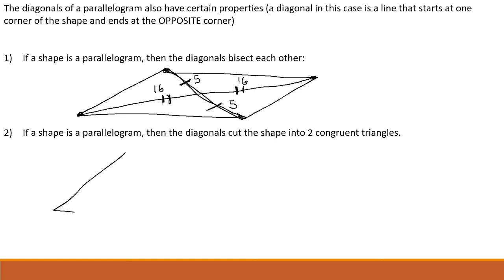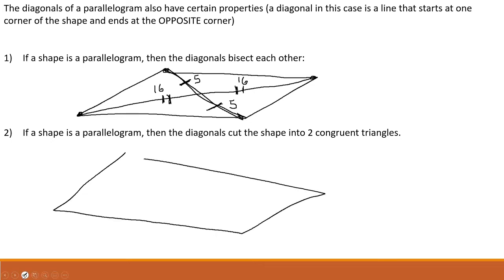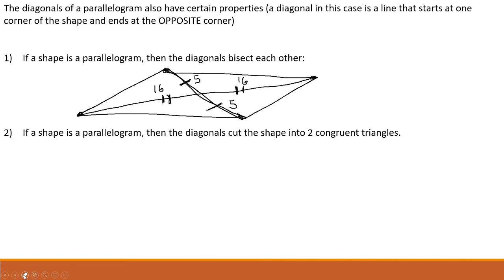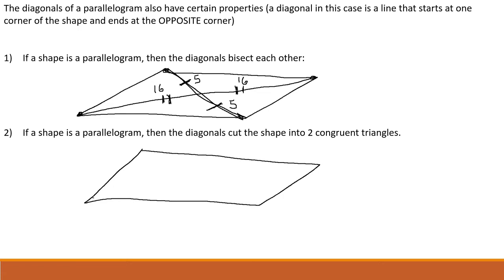So for instance, if I have a parallelogram like this, there we go, a little bit better. That means that if I draw a diagonal, let's say from here to there, then triangle 1 is going to be congruent to triangle 2. So these two triangles will be congruent.